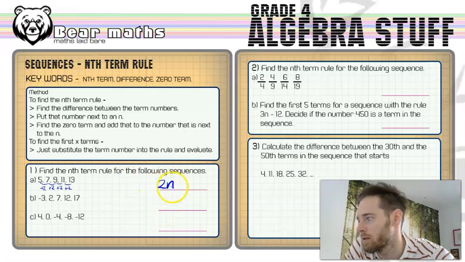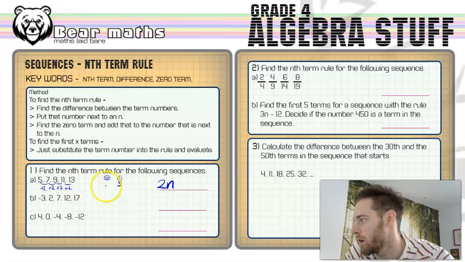So I'm going to put that number next to an n, like I said. That means 2 times n. It's the 2 times table, but it's not the 2 times table, is it? It's going up in 2, so we've got to find the difference between that and the 2 times table. So I'm going to find the zero term. The first term there is 5 in my sequence, so the zero term would be the term before it. And I know I need to go plus 2 to get to it.